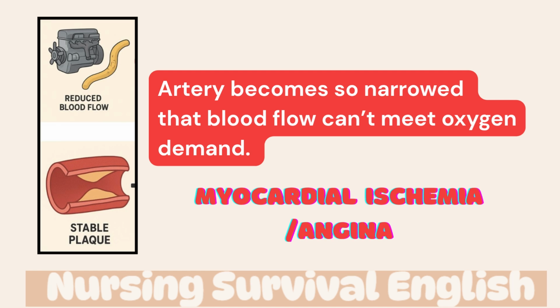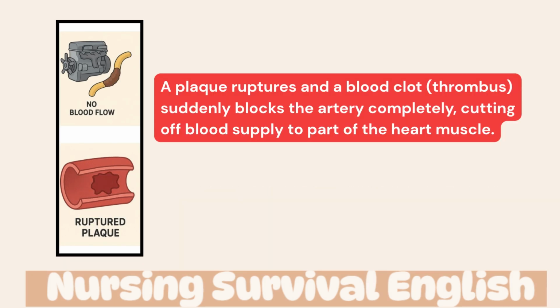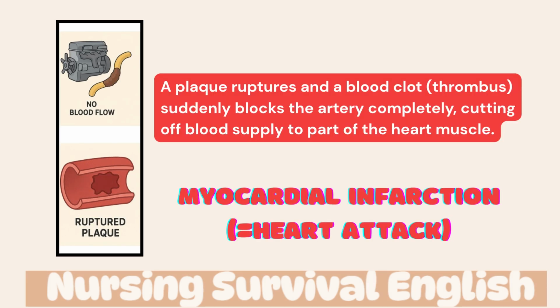The flow becomes restricted. If one of those plaques suddenly ruptures, the body tries to heal it, but instead forms a blood clot that can completely block the artery. When that happens, blood can't reach part of the heart muscle, and that part starts to get damaged due to lack of oxygen. That's what we call a heart attack.